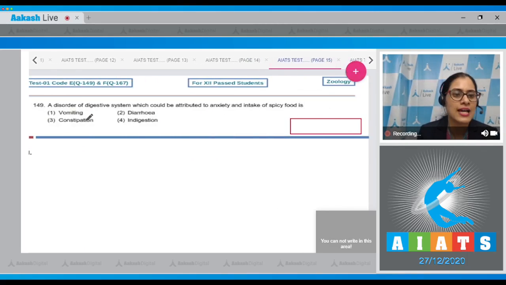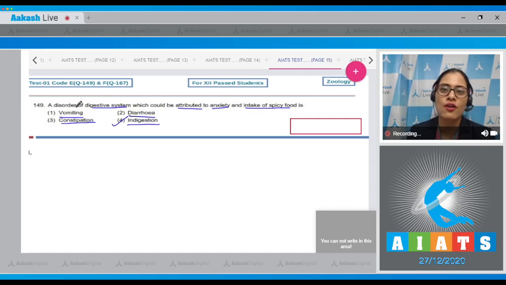Question number 149. A disorder of digestive system which could be attributed to anxiety and intake of spicy food is, and the options given are vomiting, diarrhea, constipation, indigestion. And the correct answer to this question is option number 4, indigestion. Food is not properly digested in indigestion, leading to a feeling of fullness. The causes of indigestion are inadequate enzyme secretion, anxiety, food poisoning, overeating, and spicy food.